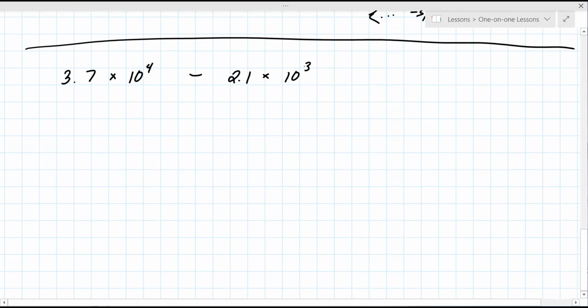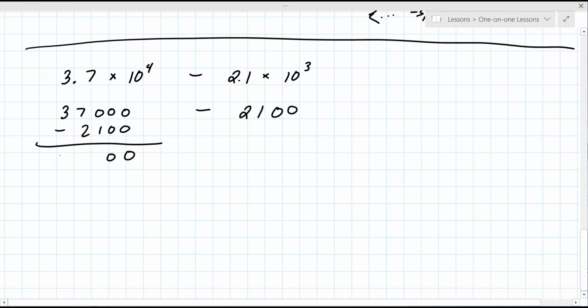So again, I'll reiterate that I think you should convert these to standard form first. So this would be 3, 7, and then 3 zeros because it's 1 less than that. It's basically you're counting the number of decimal places. And then we're subtracting. This is 2, 1, 0, 0. Okay, so we're going to subtract those.